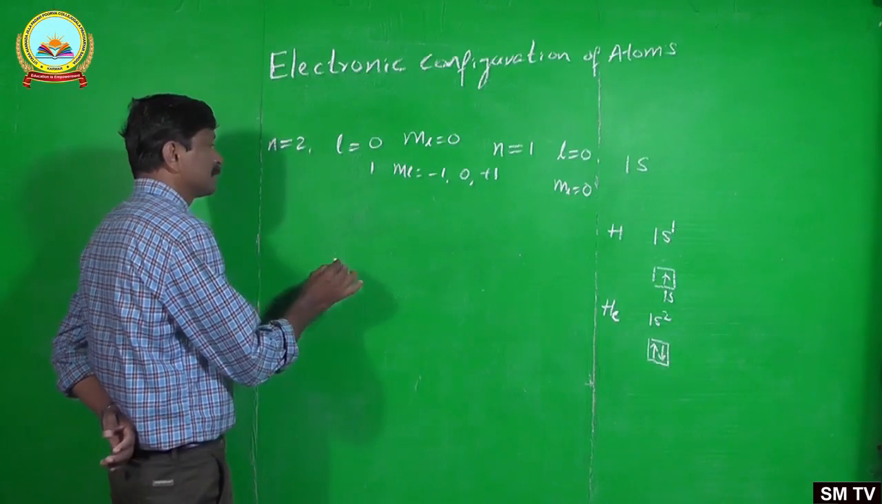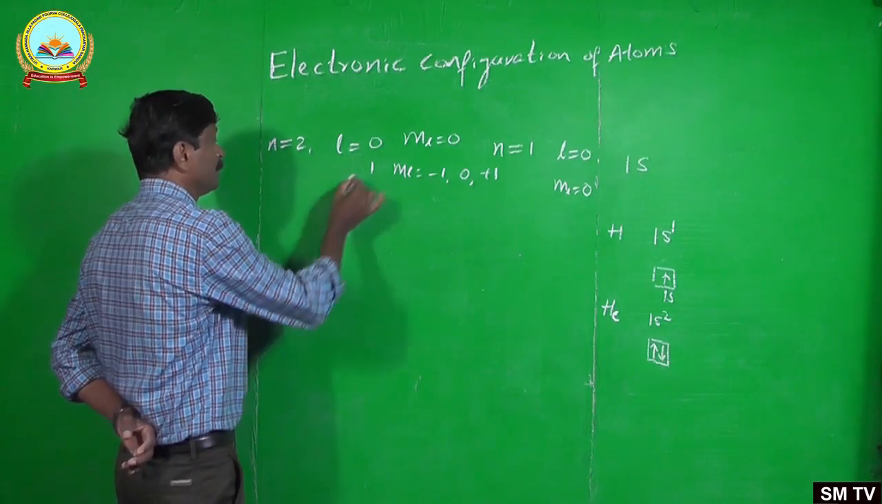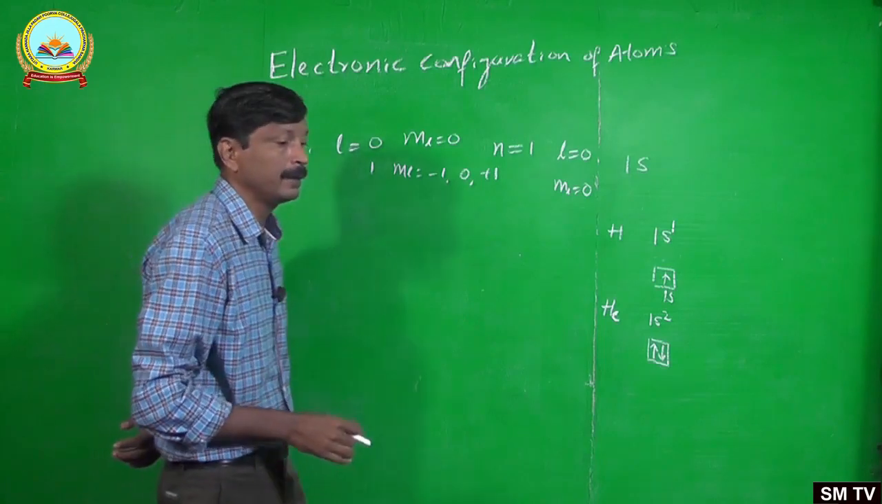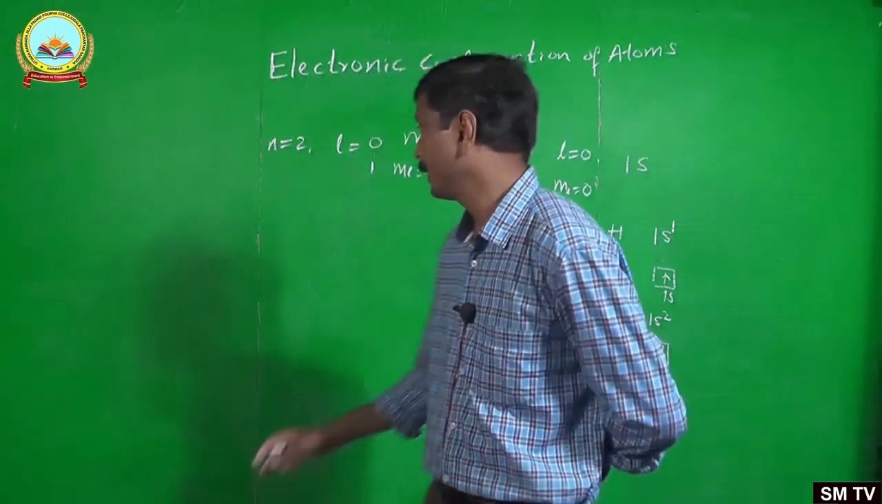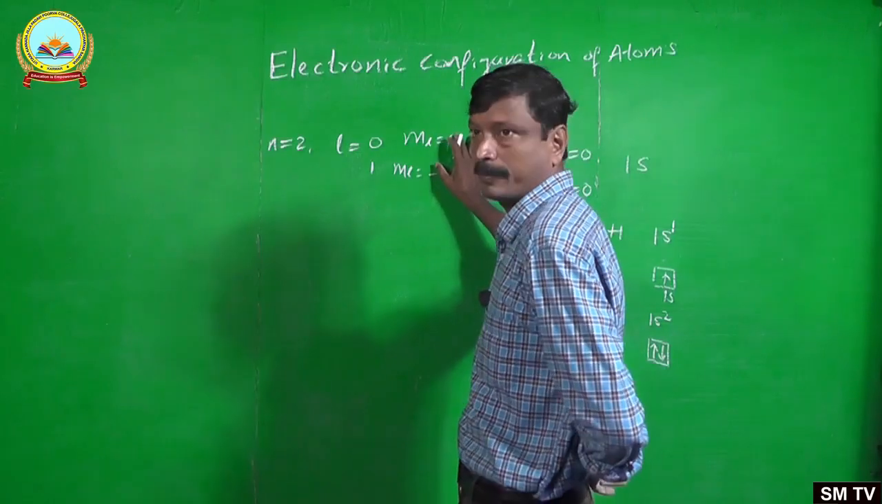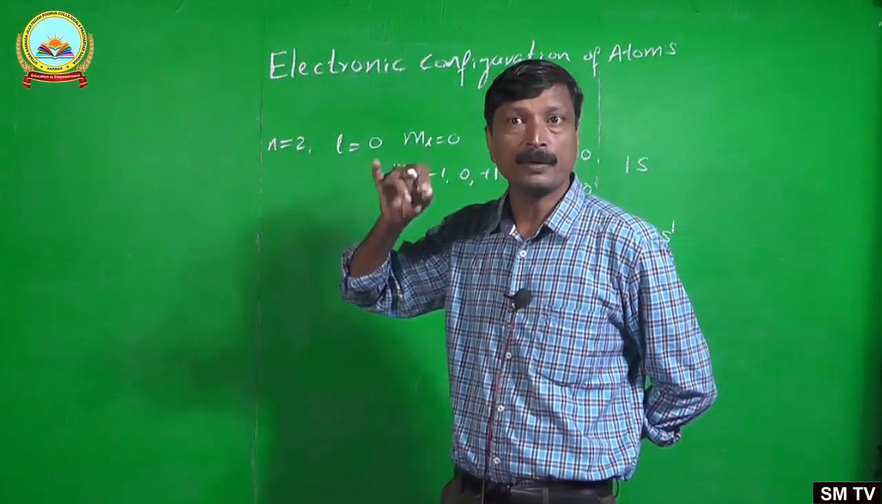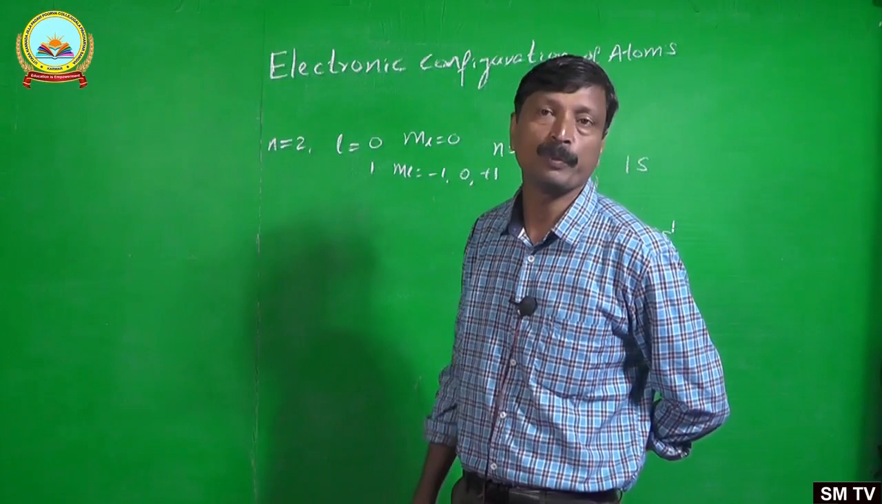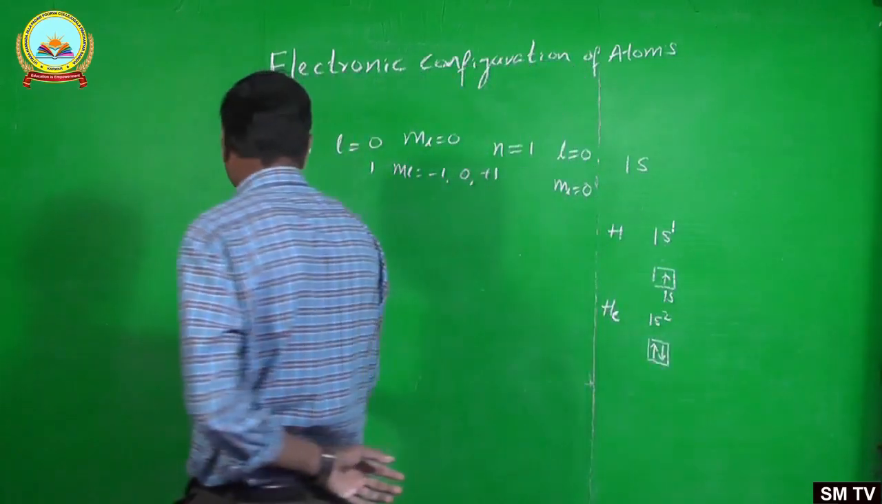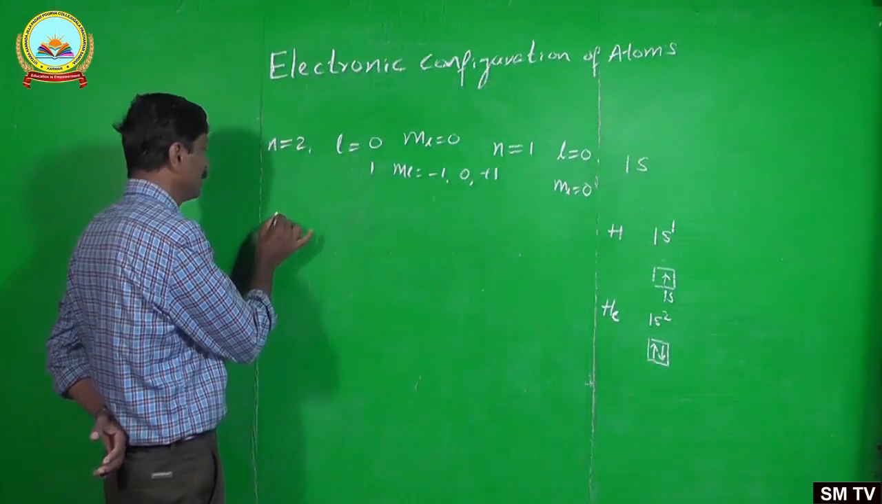For the second principal quantum number, how many electrons can it accommodate? It can accommodate 8 electrons, 2 in the 2s orbital and 6 in the 2p orbitals. Okay, let us write the electronic configuration of the next 8 elements.